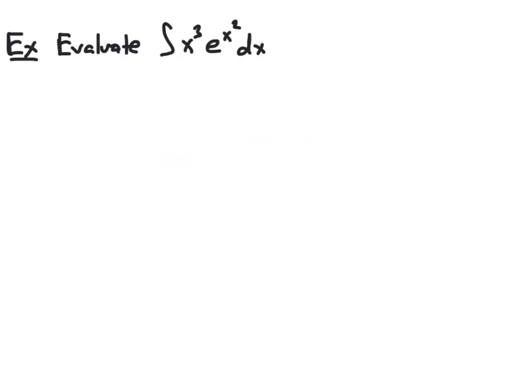In this example, we want to evaluate the integral of x cubed e to the x squared dx. If we try to use integration by parts alone on this example, we run into a bit of a problem based on the function e to the x squared. This is a function whose antiderivative is unknown, and so e to the x squared cannot possibly be dv, which means it would have to equal u.